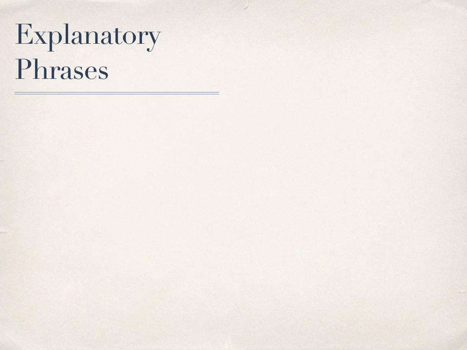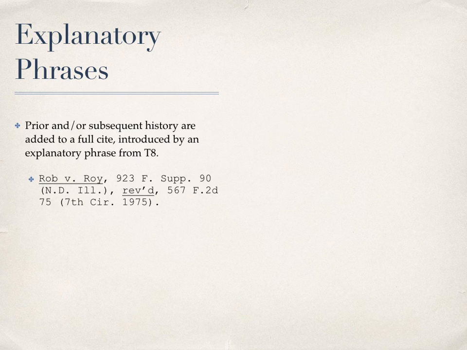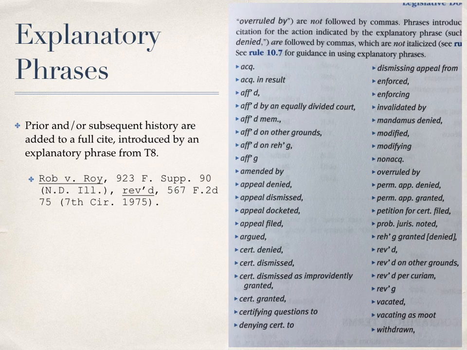As I said earlier, your prior or subsequent history is going to be introduced by an explanatory phrase from T8 after your full cite. Here's a picture of what you can find in T8 in the Blue Book. You'll notice that these are abbreviations of a lot of the words that you've seen before. Affirmed, affirming, cert stands for certiorari. Reversed is abbreviated rev'd. Whatever the subsequent history of your case is, you'll want to consult T8 to figure out which phrase to use when introducing it.